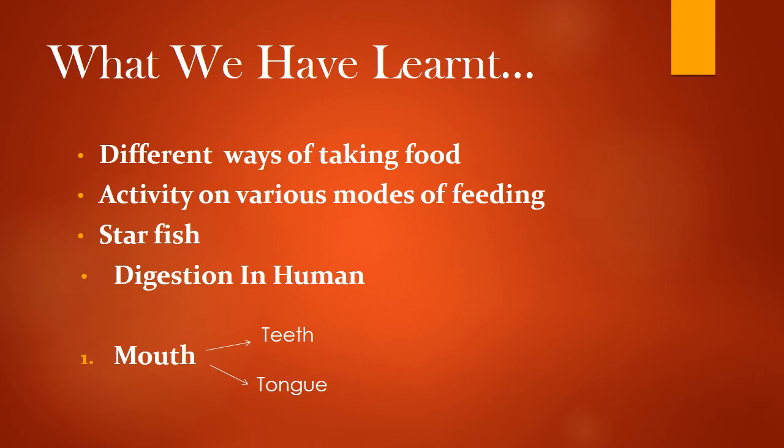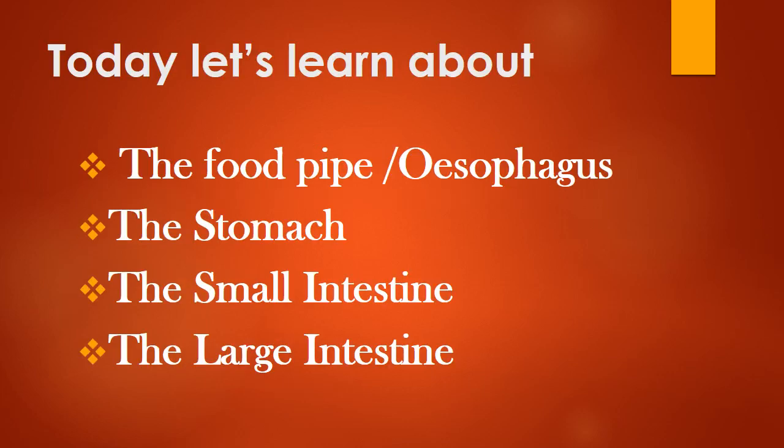Now we shall learn many more interesting topics today. Today, we are going to learn more about the digestive system in humans. First, we will see the food pipe or the esophagus. Then we'll move on to the stomach. Then we'll see about the small intestine and the absorption in the small intestine. Finally, we'll see about the large intestine.